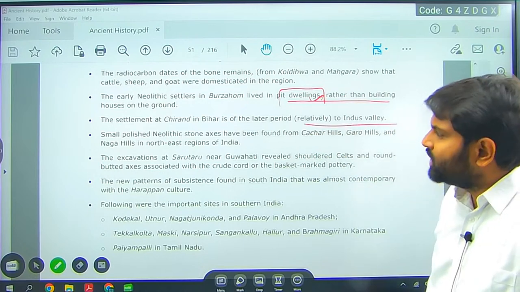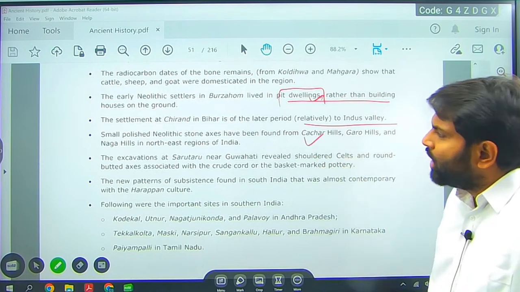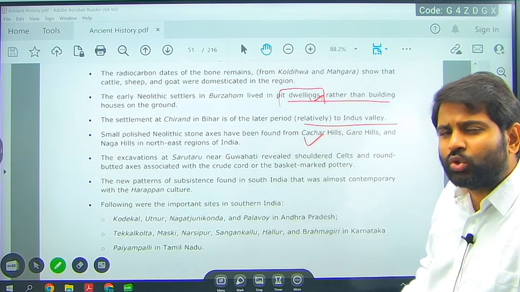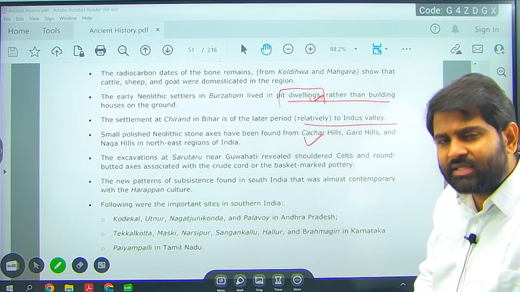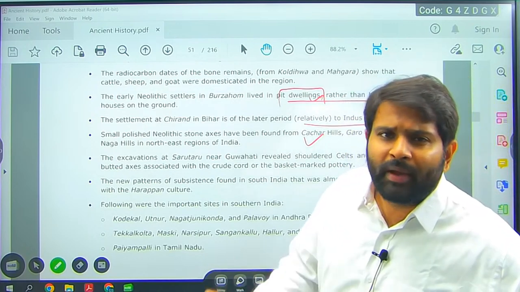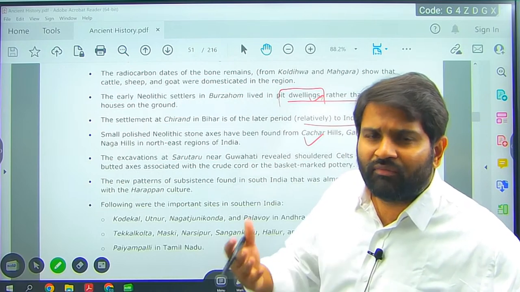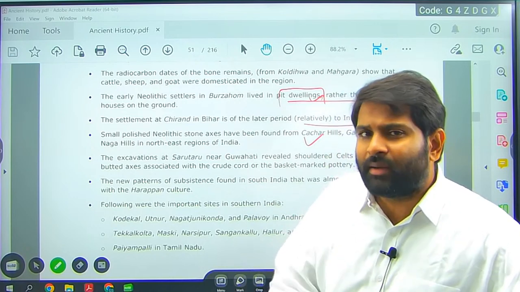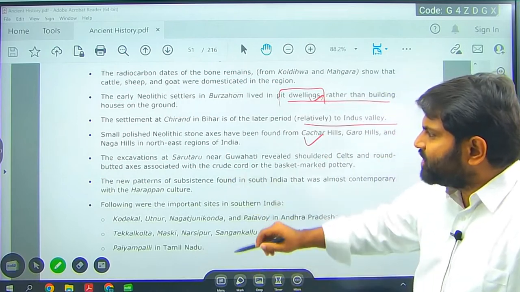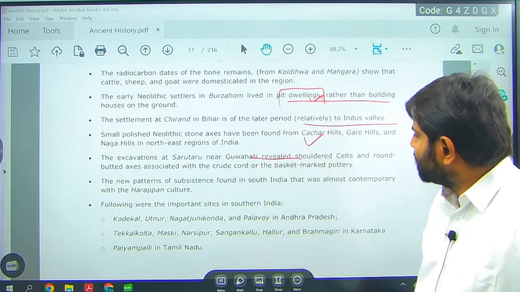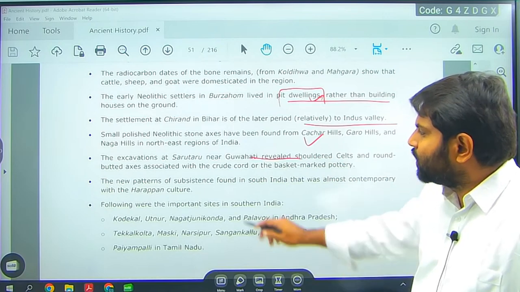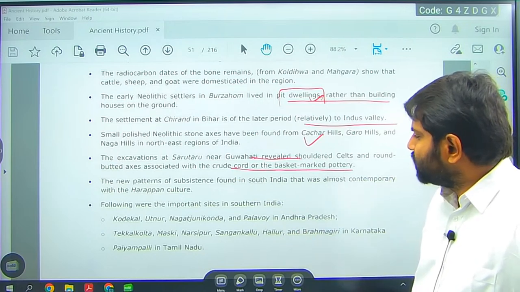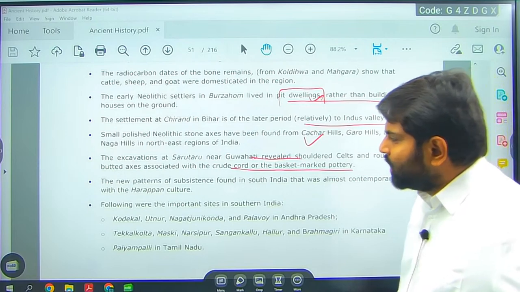Small polished Neolithic stone axes have been found in the Cachar Hills, Garo and Naga Hills, which we are talking about, Meghalaya. Right, when you talk about Meghalaya, small polished tools. So another difference is the aesthetics of that particular stone tool. When you talk about Paleolithic tools, they are rough in texture. When you come to Neolithic and further, you see those are polished and have a complete grip. The excavations at Sarutaru near Guwahati revealed shouldered celts and round butted axes associated with cord-marked and basket-marked pottery.